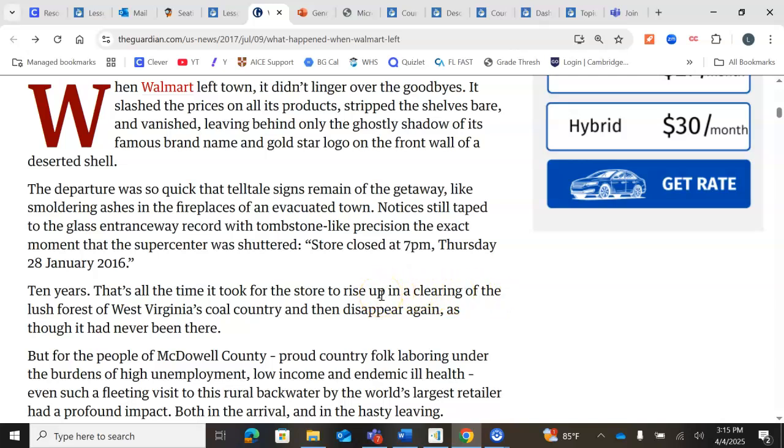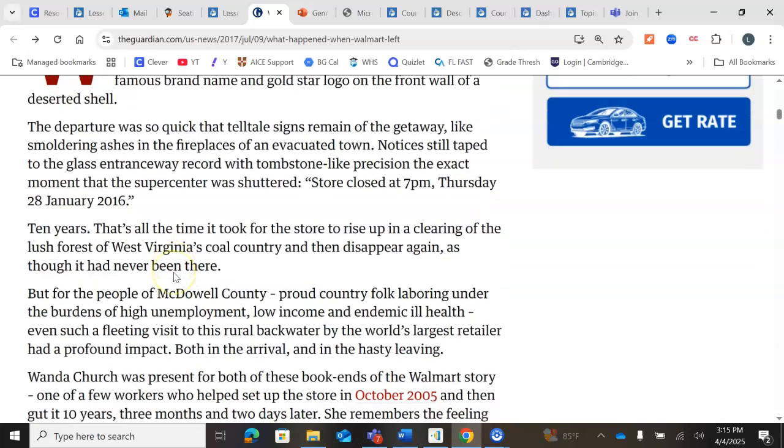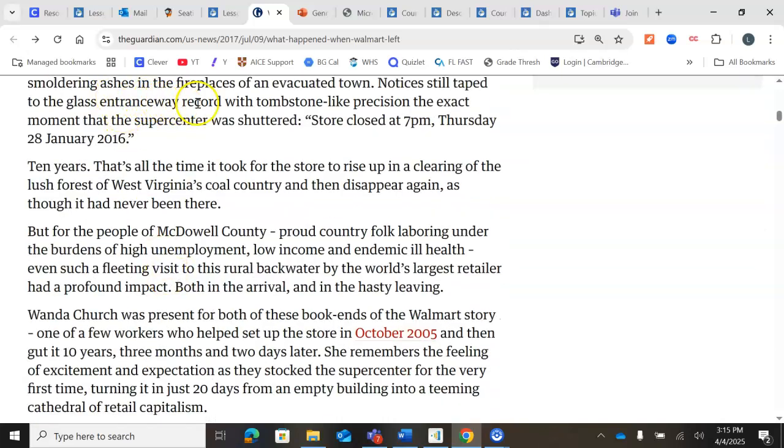When Walmart left town, it didn't linger over the goodbyes. It slashed prices on all its products, stripped the shelves bare, and vanished, leaving behind only the ghostly shadow of its famous brand name and gold star logo on the front wall of a deserted shell. The departure was so quick that telltale signs remain of the getaway, like smoldering ashes in the fireplaces of an evacuated town. Notices still taped to the glass entranceway record with tombstone-like precision the exact moment that the supercenter was shuttered. Store closed 7 p.m. Thursday, 28 January 2016.